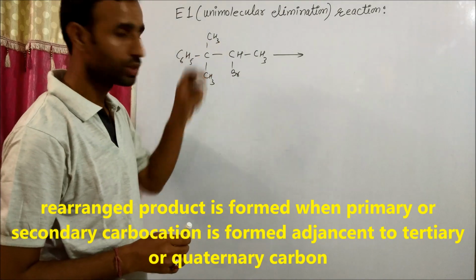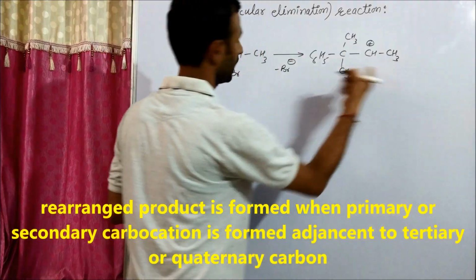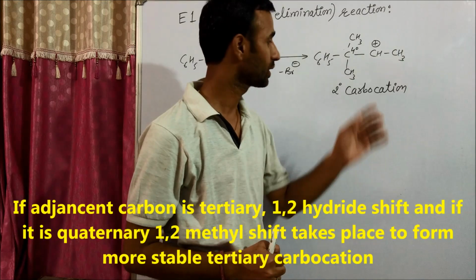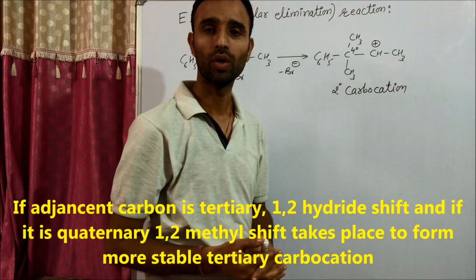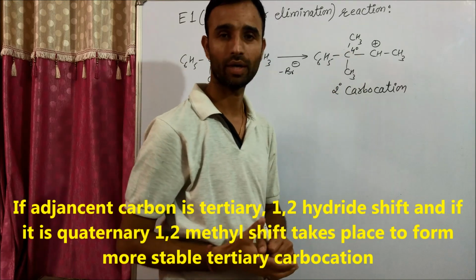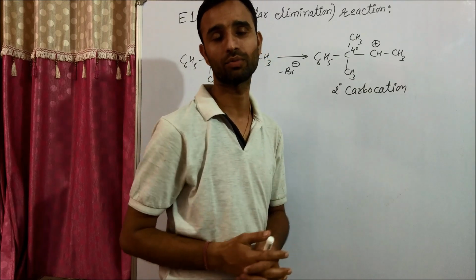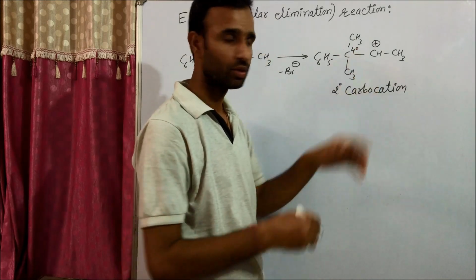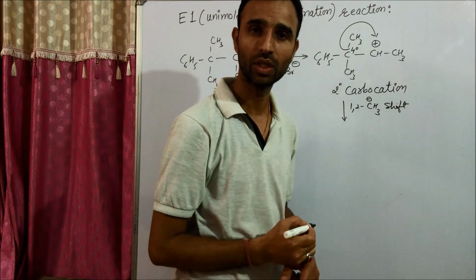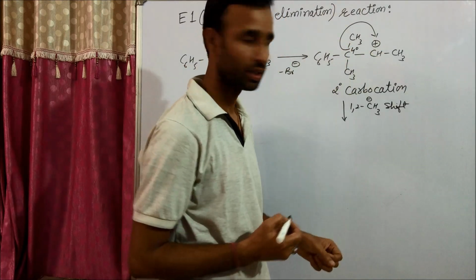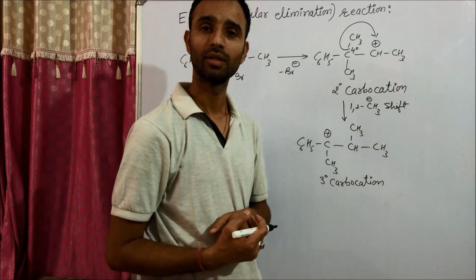Now first, C-Br bond breaking takes place. So when we break this bond, we get a secondary carbocation. Whenever a secondary or primary carbocation is adjacent to a tertiary or quaternary carbon, then a 1,2 hydride or 1,2 methyl shift takes place. This is a quaternary carbon, so a 1,2 methyl shift takes place, and when this methyl group shifts, we get a tertiary carbocation which is more stable than the secondary carbocation.